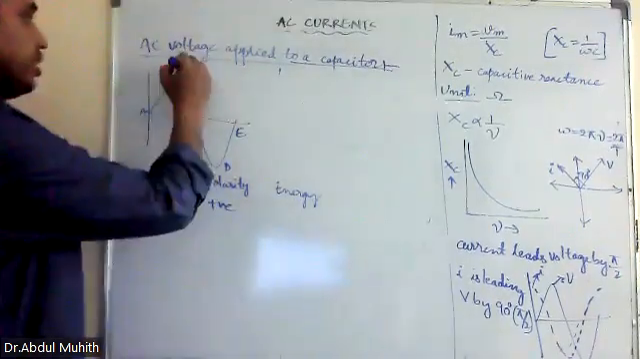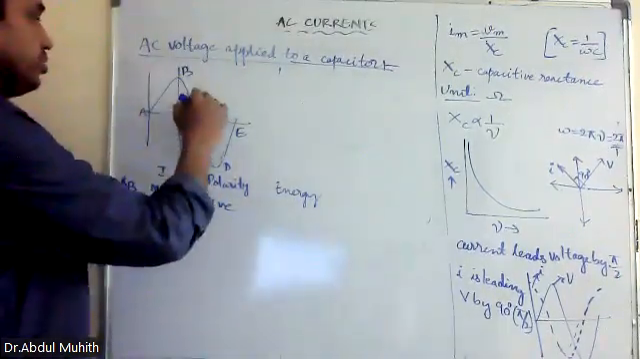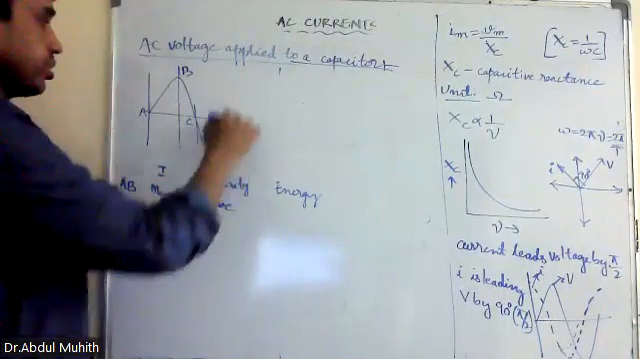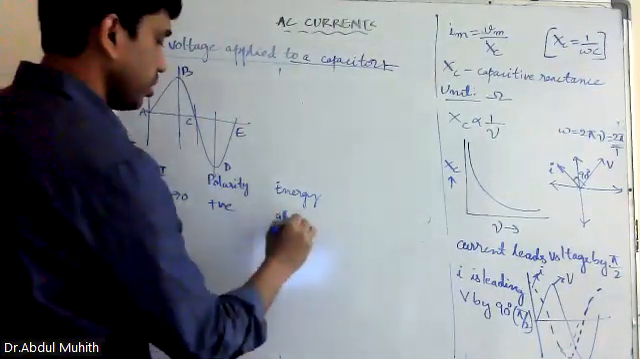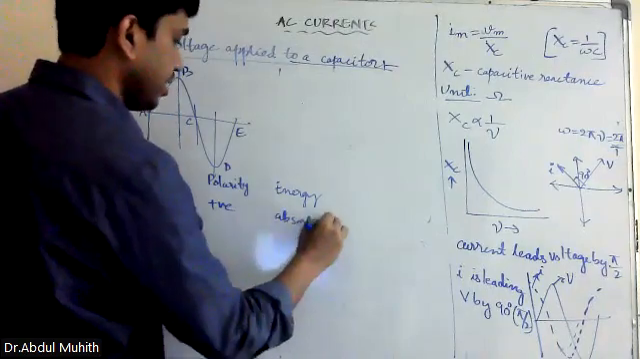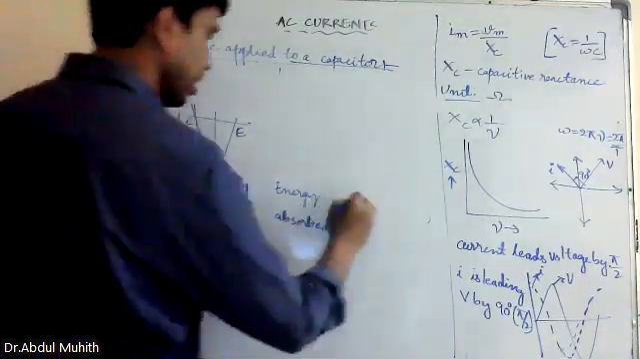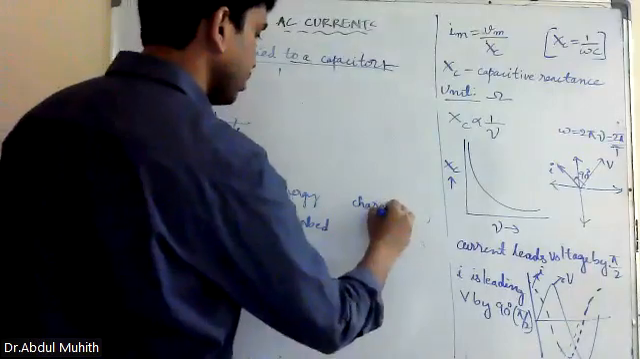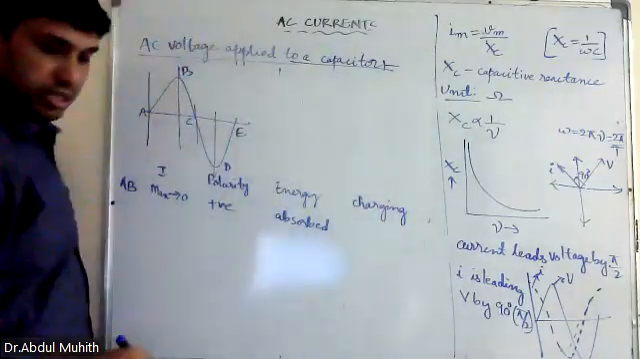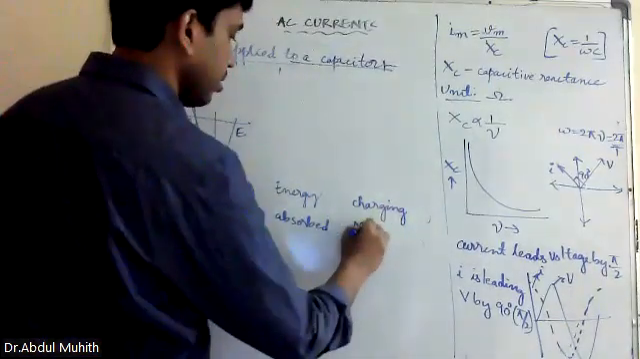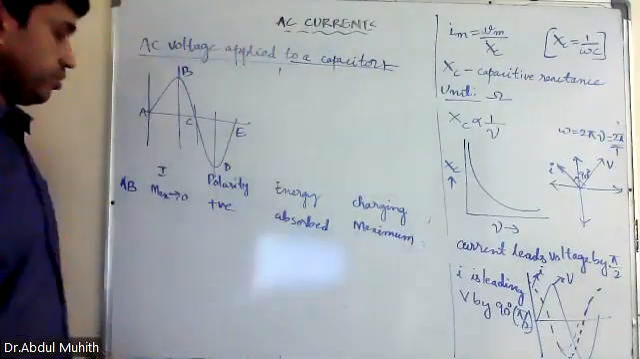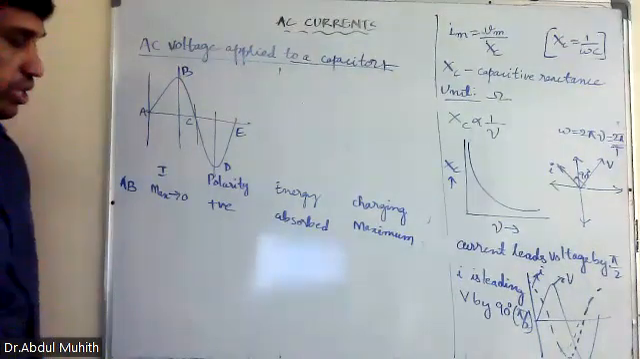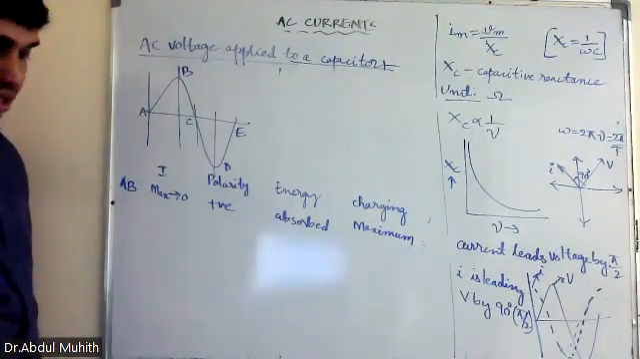Suppose A to B is one quarter cycle, B to C is the second quarter cycle, then the third quarter cycle, and the fourth quarter cycle. So energy is absorbed here, and charging is maximum here. So we have A to B: maximum to 0, polarity is positive, energy is absorbed, and charging is maximum.